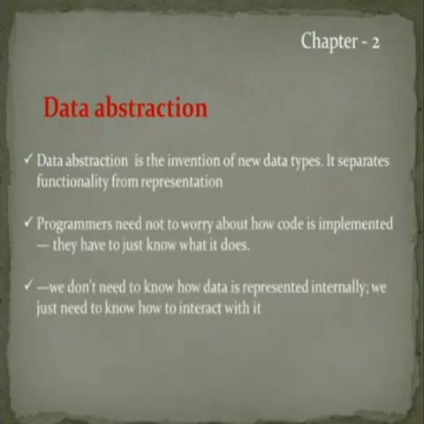Data abstraction is the invention of new data types. It separates functionalities from representation. Programmers need not worry about how code is implemented. They have to just know what it does. We don't need to know how data is represented internally.